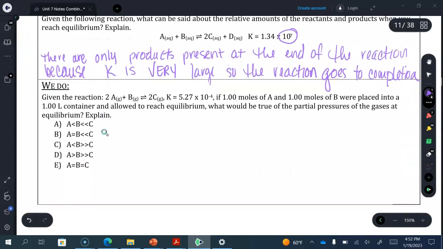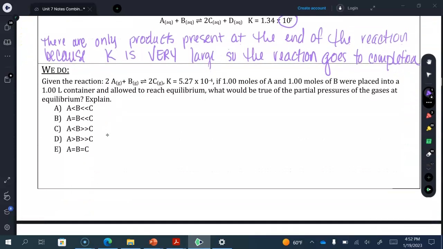Now let's try the we do. Given the reaction below and the K value, if 1 mole of A and 1 mole of B were placed into a 1-liter container and allowed to reach equilibrium, what would be true of the partial pressures of the gases at equilibrium? Explain.